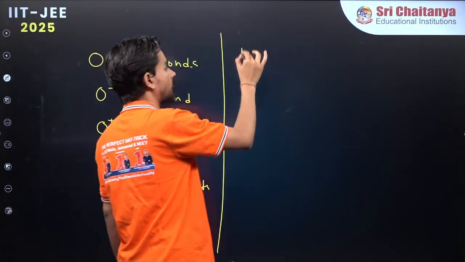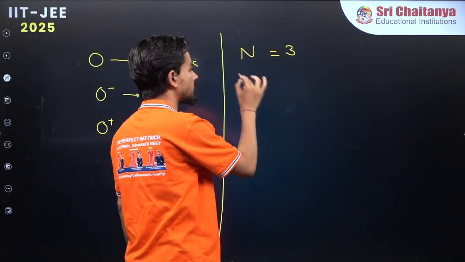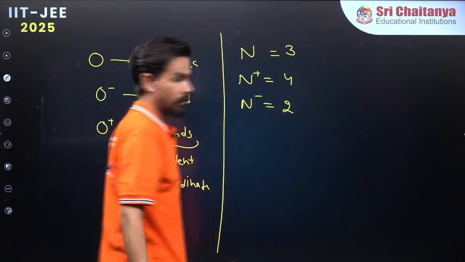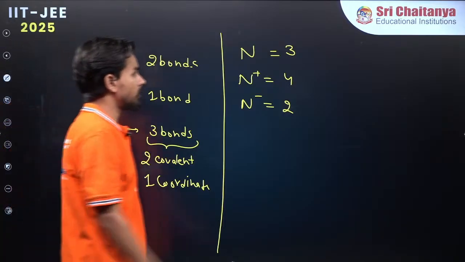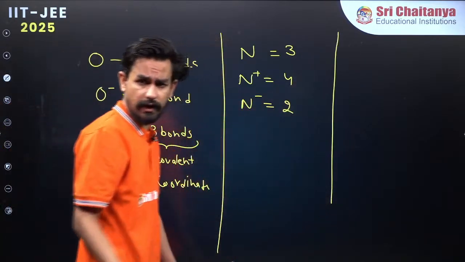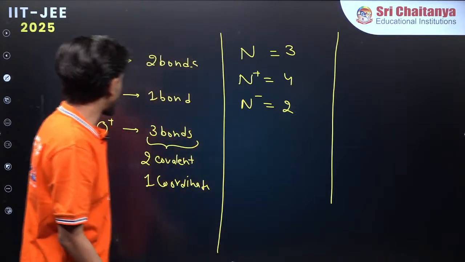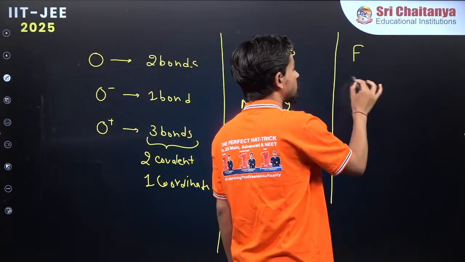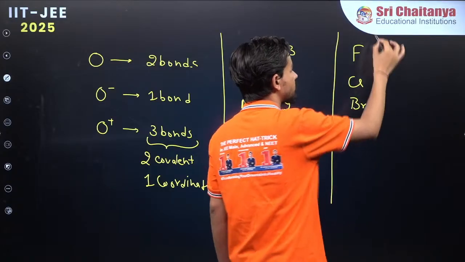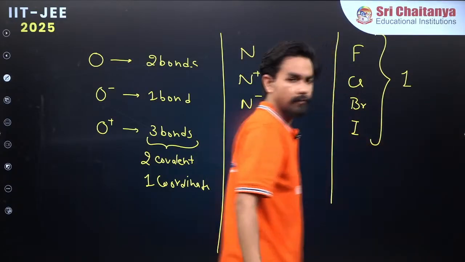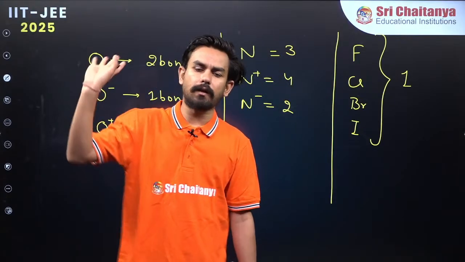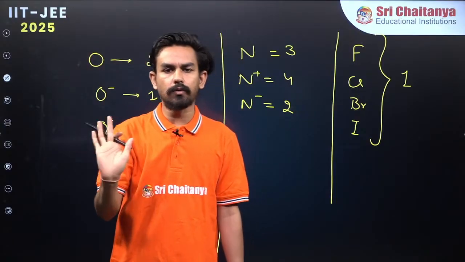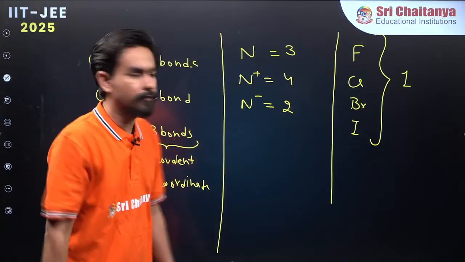Similar to that, you can think of nitrogen also. Nitrogen usually forms 3 bonds. Nitrogen plus can form 4 bonds, and nitrogen minus can form 2 bonds. Similar to nitrogen, phosphorus can act 100% the same, and sulfur can behave similar to oxygen. Apart from that, in case of Lewis, fluorine, chlorine, bromine, iodine will always form 1 bond only. In later bonding theories that come after Lewis, they can make more bonds, but in Lewis they can form only 1 bond.